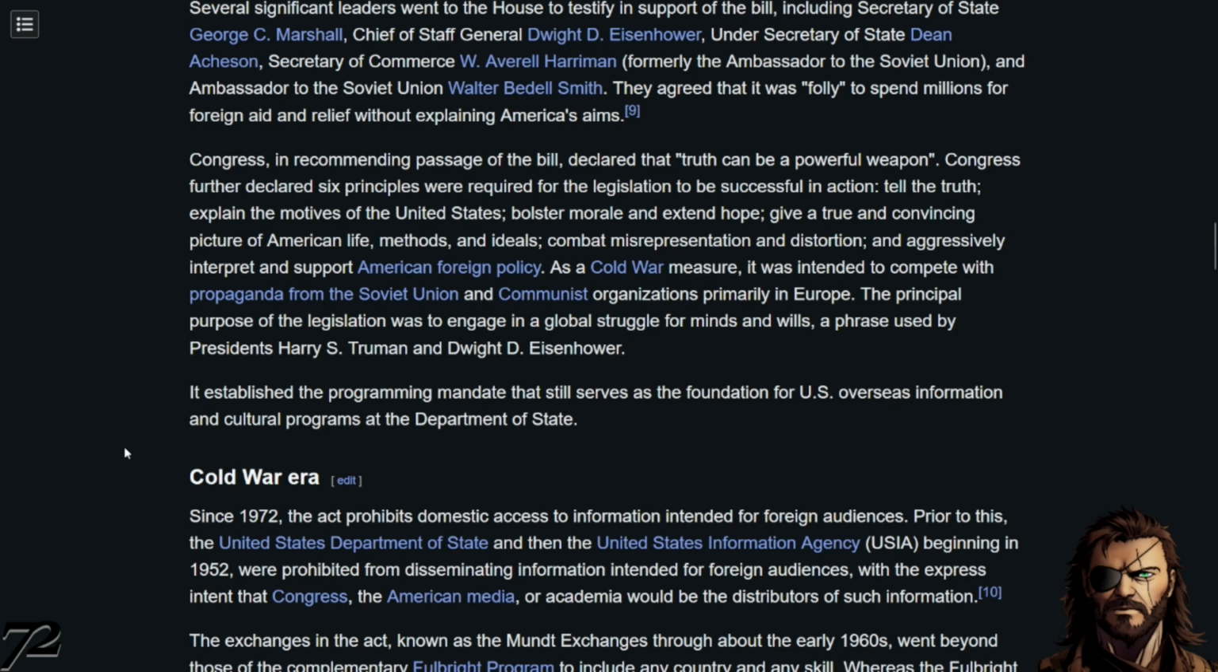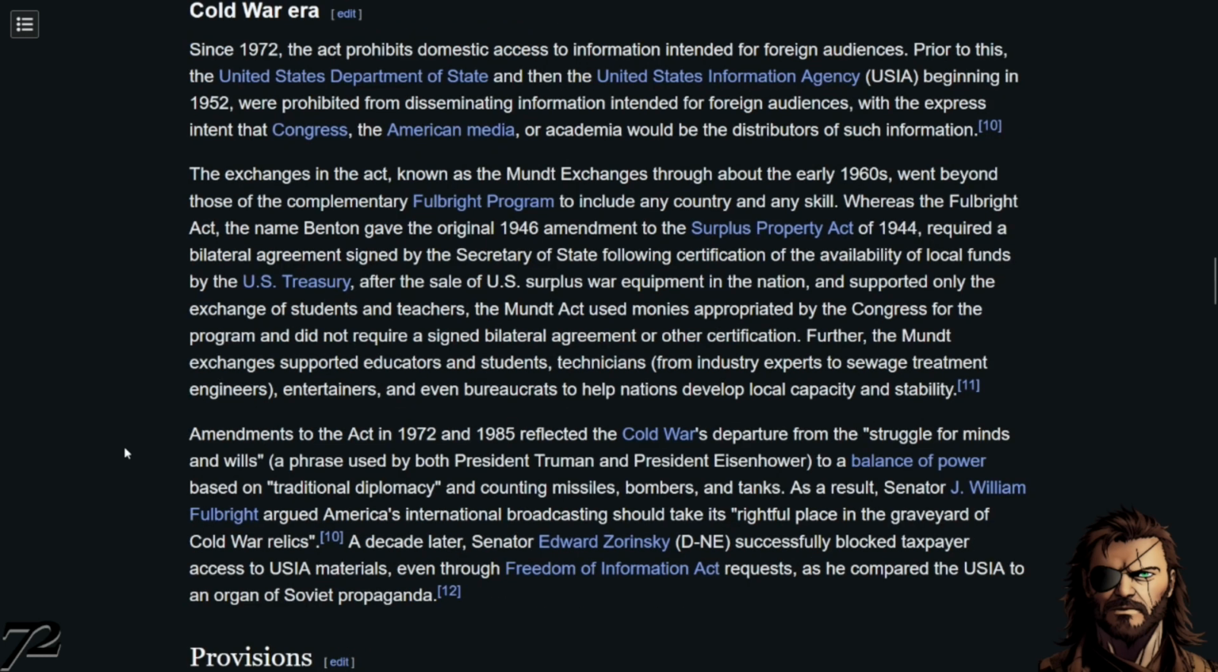The principal purpose of the legislation was to engage in a global struggle for minds and wills, a phrase used by President Harry S. Truman and Dwight D. Eisenhower. It established the programming mandate that still serves as the foundation for the U.S. overseas information and cultural programs at the Department of State. Cold War era. Since 1972, the Act prohibits domestic access to information intended for foreign audiences.